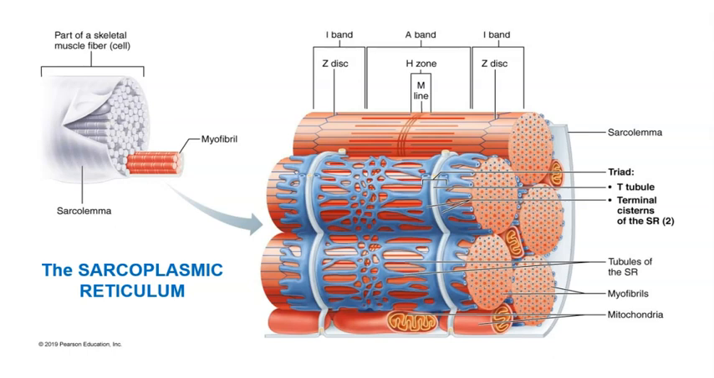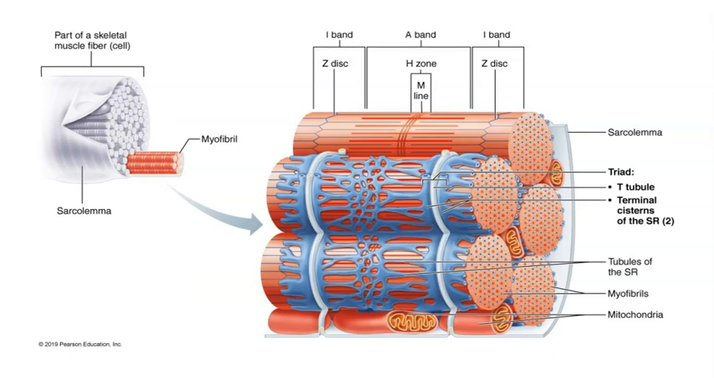So what we didn't see in the previous diagram is this web-like network of channels that surrounds each myofibril. And this network is called the sarcoplasmic reticulum, or the SR for short. The function of the SR is to store calcium when the muscle is at rest. And we'll see that when the muscle is stimulated, the sarcoplasmic reticulum will release the calcium into the fluid inside of the skeletal muscle cell, and it will cause the skeletal muscle to contract. So calcium is a very important component of skeletal muscle contraction.